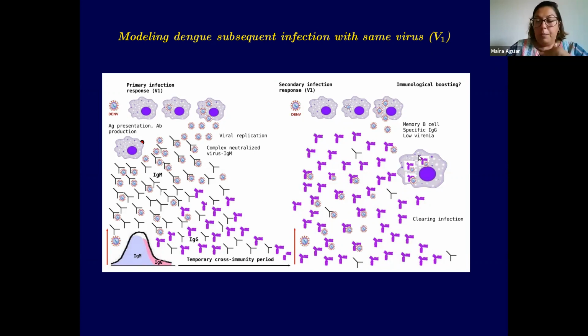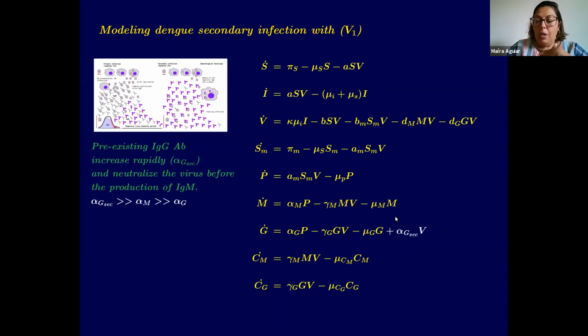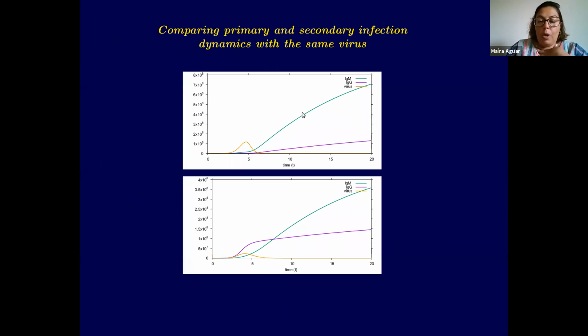And so we use the same model as I described for the primary infection. The only thing we have added here is that for the IgG, we have an activation of the pre-existing antibodies, which makes the IgG appear first, then the IgM. The rest is the same. And when we compare the primary infection with the secondary infection, we got a very interesting result in terms of immunological literature and in terms of what to expect when we get reinfected with the same virus.